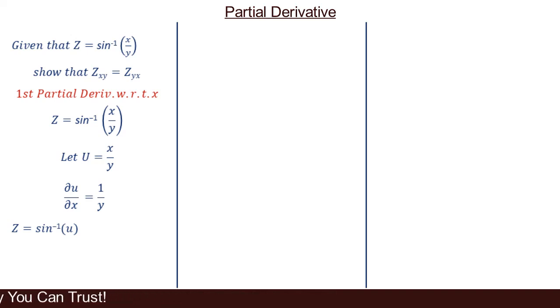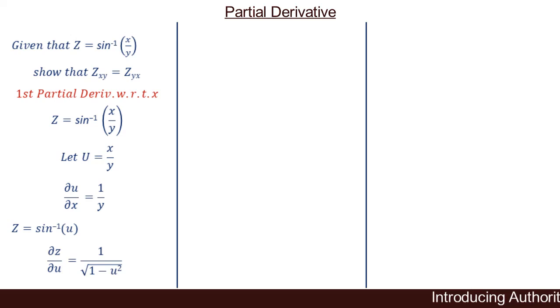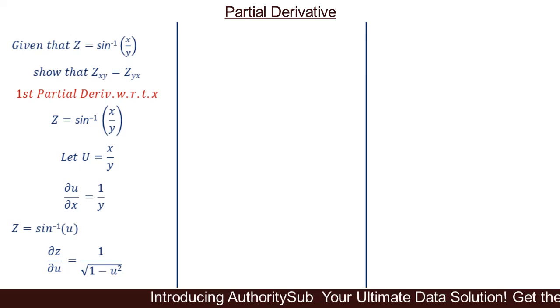Now we are using the substitution method. So here we have z is equal to sine inverse of u. Differentiating partially with respect to u, we have partial z all over partial u is equal to 1 all over the square root of 1 minus u squared. This is an elementary basic function.